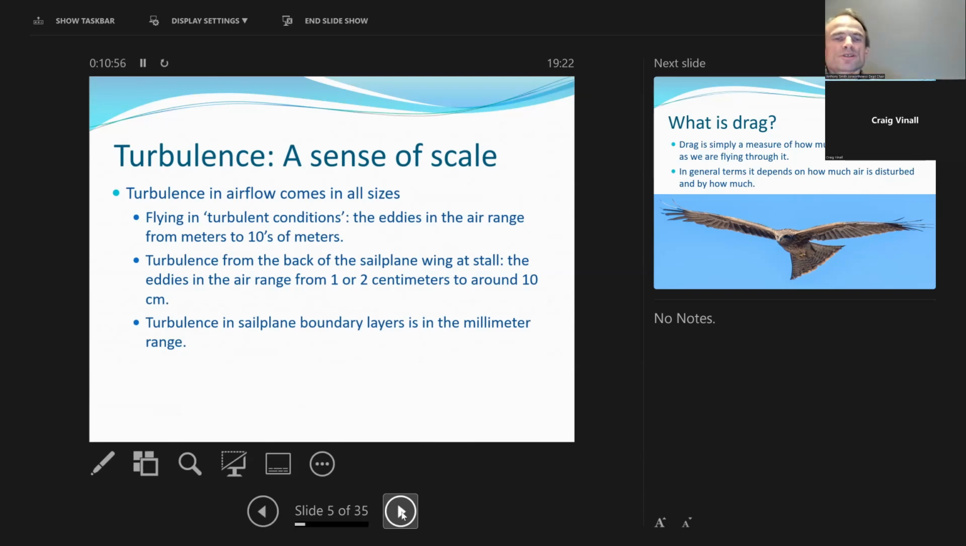When we talk about turbulence coming from the back of the sailplane wing when you stall, we're now talking about eddies in the air with a size range of 1 to 2 centimetres up to around 10 centimetres. Now, the size of your palm, eddies in the air about that kind of size, coming off the back of the wing, striking the fuselage, the tailplane, and so forth. And later on, when I start talking about turbulence in the sailplane boundary layer, I'm going to be talking about millimetre-sized eddies that are close to the surface of the aeroplane. So we're going from the very big down to, when we're talking about the drag on the aeroplane, the very small.